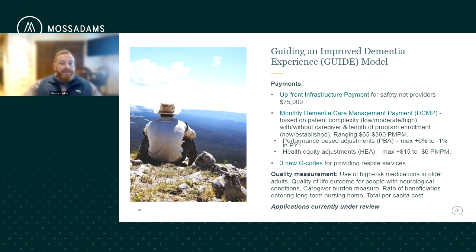There's also performance-based adjustments, anywhere from -1% to an additional 6%. And CMS is including a health equity adjustment designed to offer more resources to providers serving those underserved communities. And this will be based on a health equity score. The required quality measurements for this program are listed here, and they're designed to measure and promote high quality care for patients with dementia. The applications for the GUIDE model are currently under review.